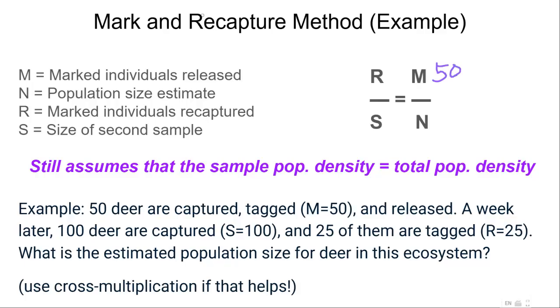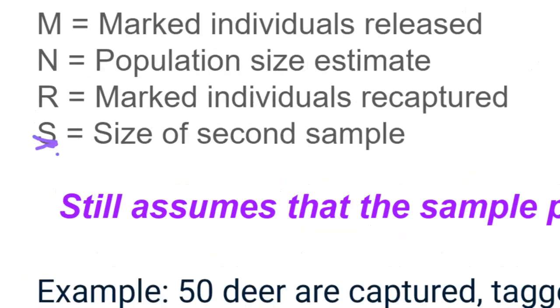Now, we release them back into the ecosystem, and a week later, 100 deer are captured. We go out and we capture 100 deer. We're not just looking for the marked ones, we're just looking for any deer.